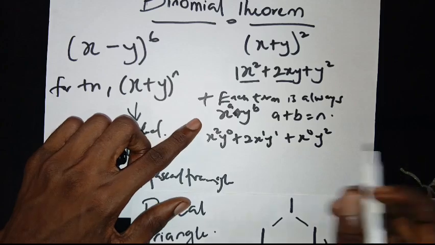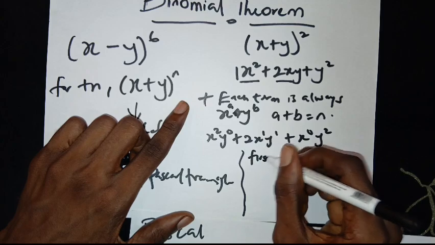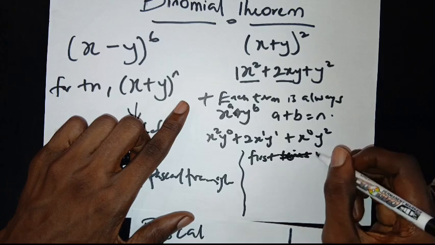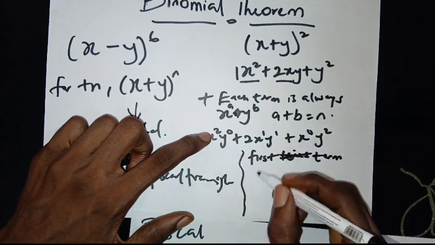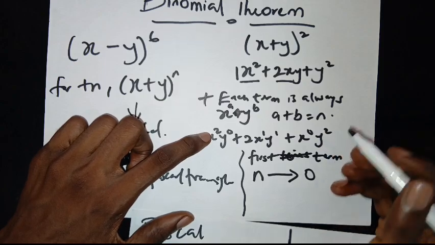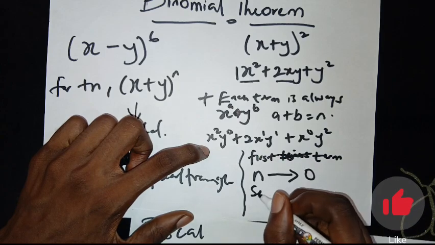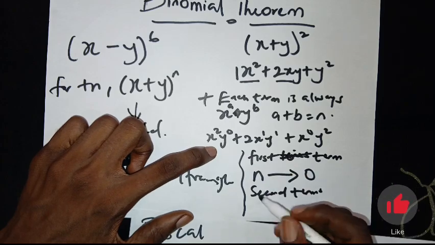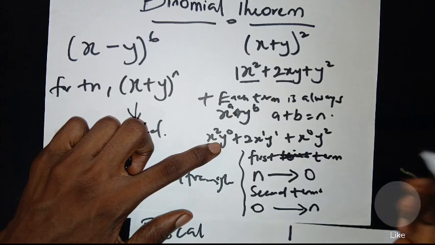And if you notice, the first term moves from n to finally go to 0, and the second term moves from 0 up to the nth term. You have to take note of that.